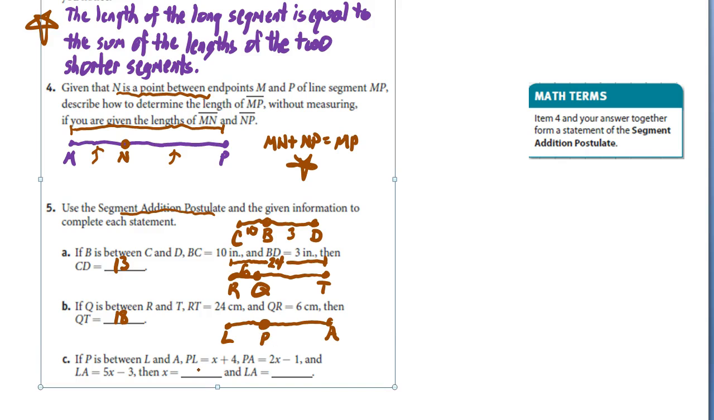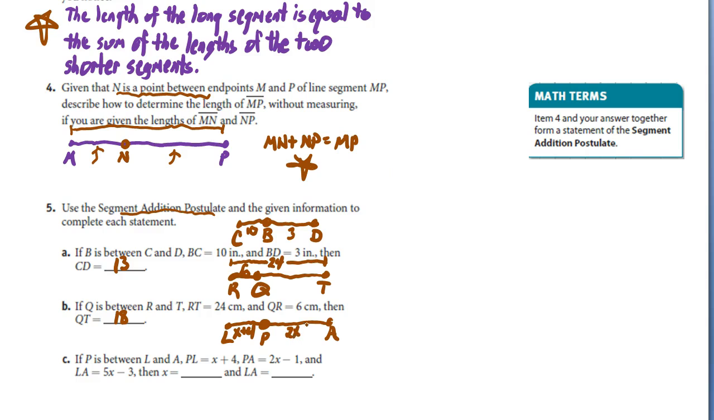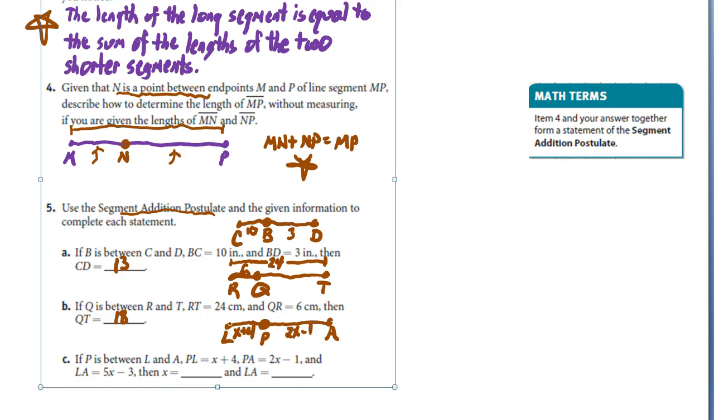Okay, now the labeling of the information we're given. PL is x plus 4. So the distance between P and L, label x plus 4. PA is 2x minus 1. So in between P and A, 2x minus 1. And LA, that's the entire length, is the 5x minus 3. So all the way across there, 5x minus 3.